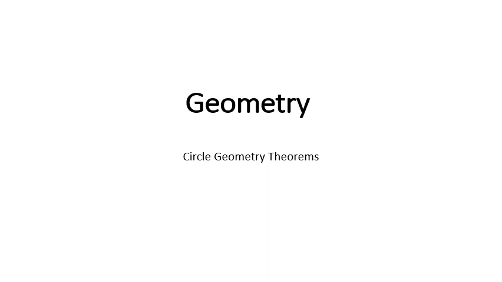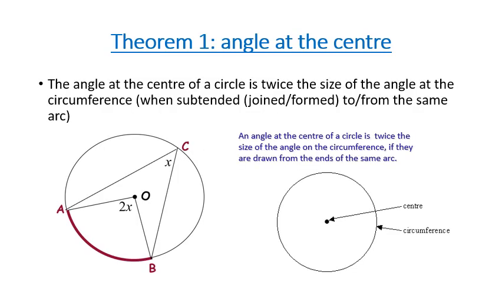Okay, so this video tutorial looks at the mathematical strand of geometry, and more specifically, we're going to focus on some further circle geometry theorems. Now, the first theorem that we're going to look at is called the angle at the center of a circle. The angle at the center of a circle is twice the size of the angle at the circumference. Now, this is only when it is subtended or formed from the same arc.